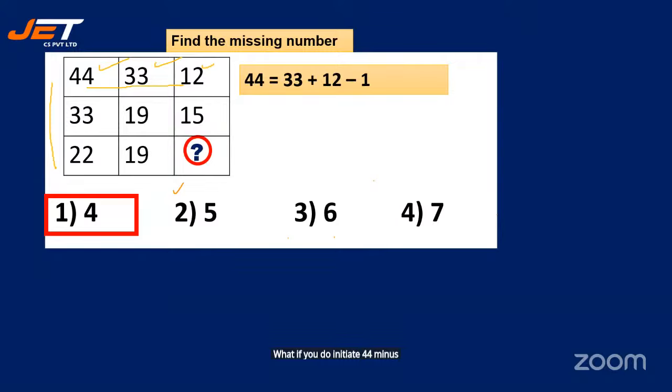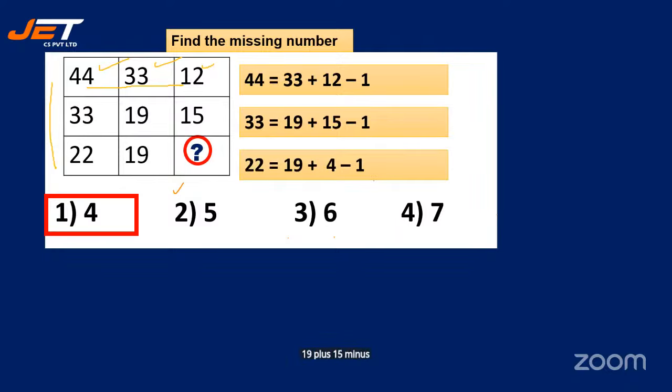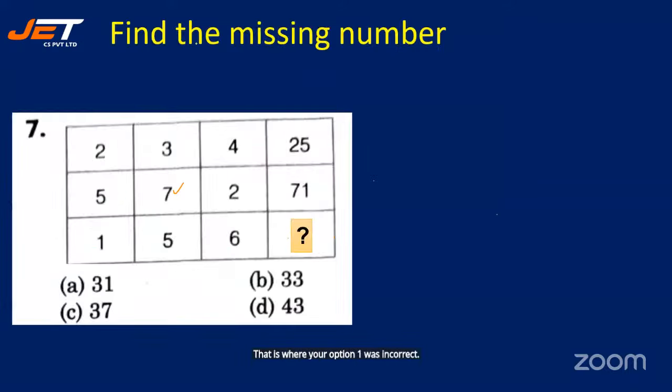So now let us try for the second one also. 19 plus 15 minus 1 will give 33. Similarly, 22 is equal to 19 plus, if you have chosen 4, then write 4 minus 1. So you get 22. That is why your option 1 is the correct answer. All right. Yes. Now see the next question.